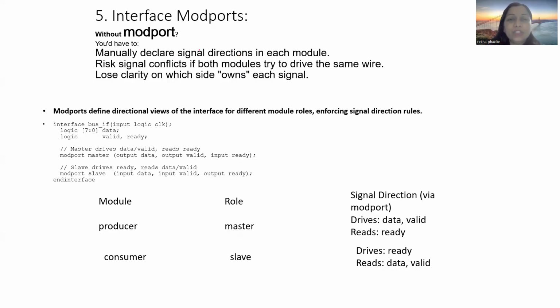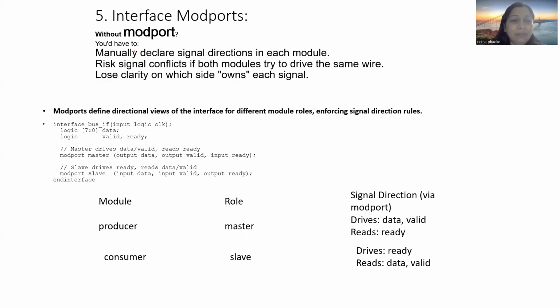But then instead of manually declaring the directions of each signal in the interface, what you can do is you can use mod port there. So what mod port does is it will tell the direction of each port which is being used in the interface. So let's see how it's done.